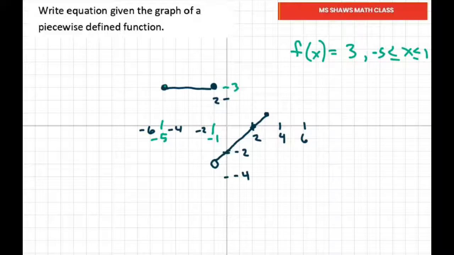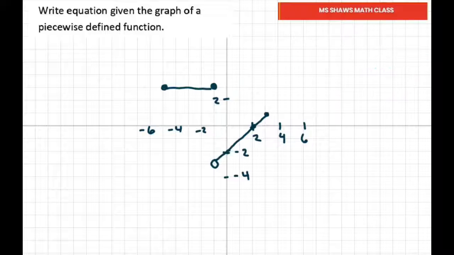And remember this line right here, it's like saying y equals 0x plus 3. It's a constant slope, so no matter what you put in for x, you'll get 3. Now the next one is this one we have to do.